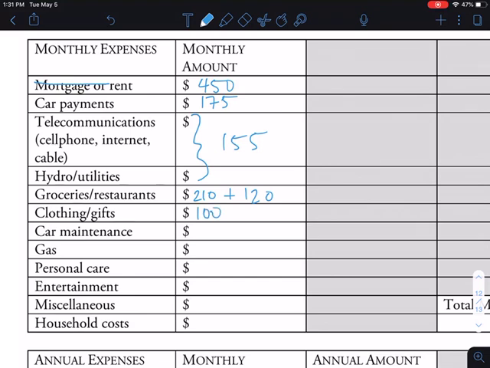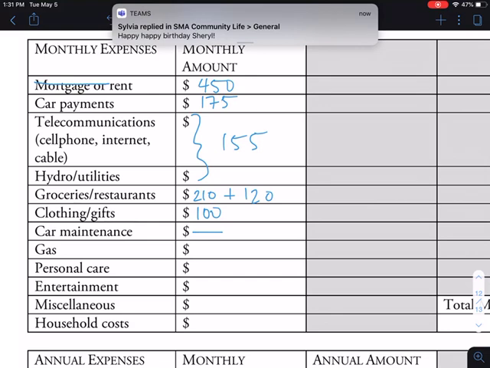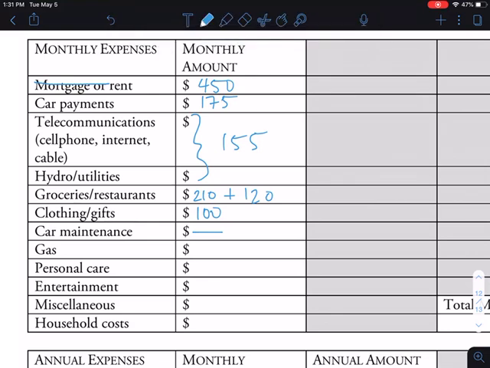Now, Kate had no car maintenance category, so we're just going to put a 0 there, okay? She did have gas, however, and we calculated that average to be $120. She also did not have a category for personal care, okay? I'm guessing she included that in her groceries, but that depends. Like I was saying before, everyone budgets a little bit differently, so not everybody will have exactly the same categories, and that's totally fine.